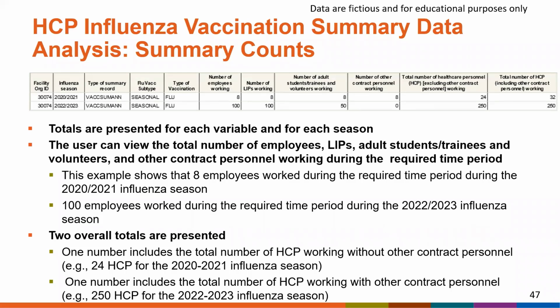This example shows that 8 employees worked during the required time period during the 2020-2021 influenza season, while 100 employees worked during the required time period during the 2022-2023 influenza season. 2 overall totals are presented. One number includes the total number of healthcare personnel working without other contract personnel, which is 24 healthcare personnel for the 2020-2021 influenza season. Another number shows the total number of healthcare personnel working with other contract personnel, which is 250 healthcare personnel for the 2022-2023 influenza season.